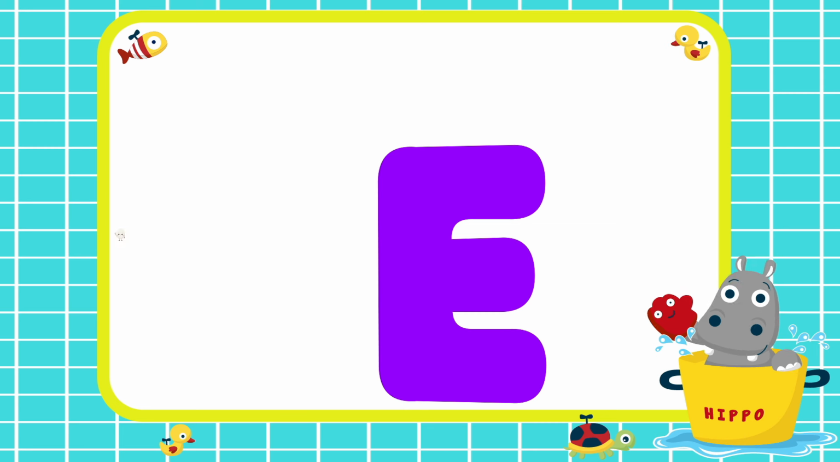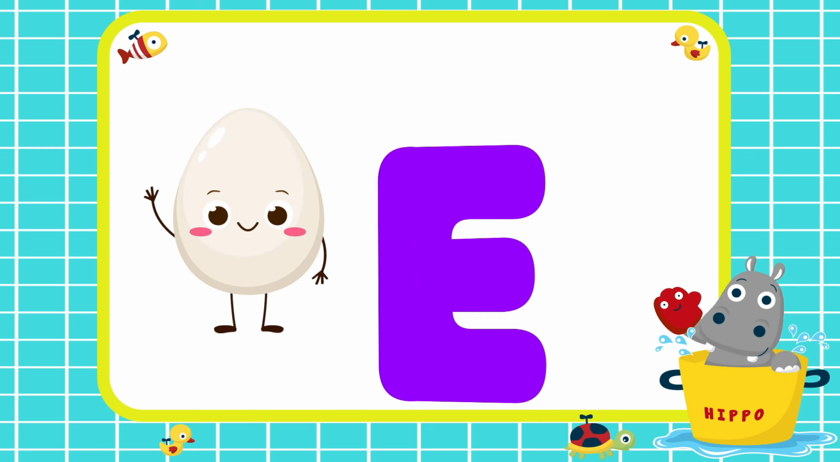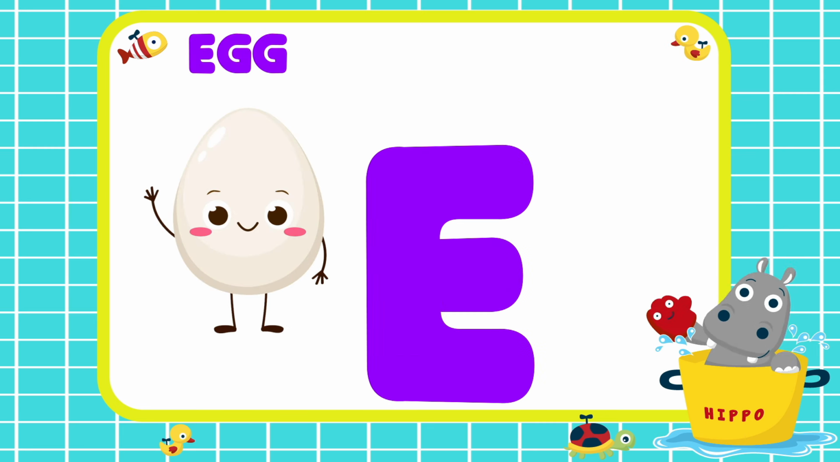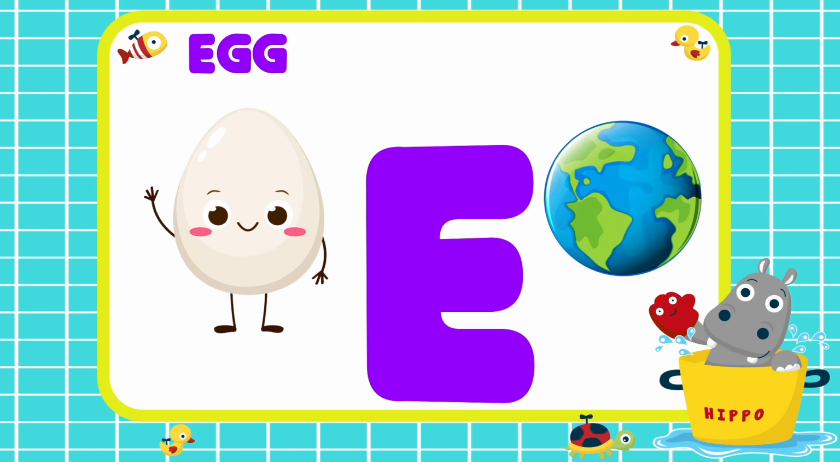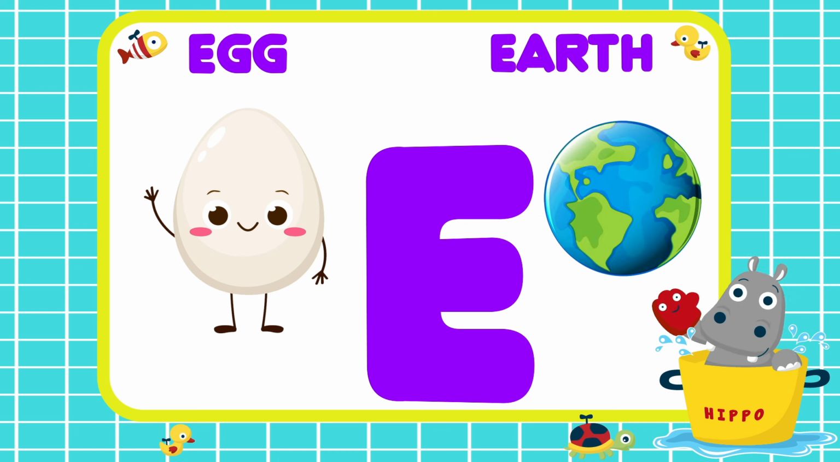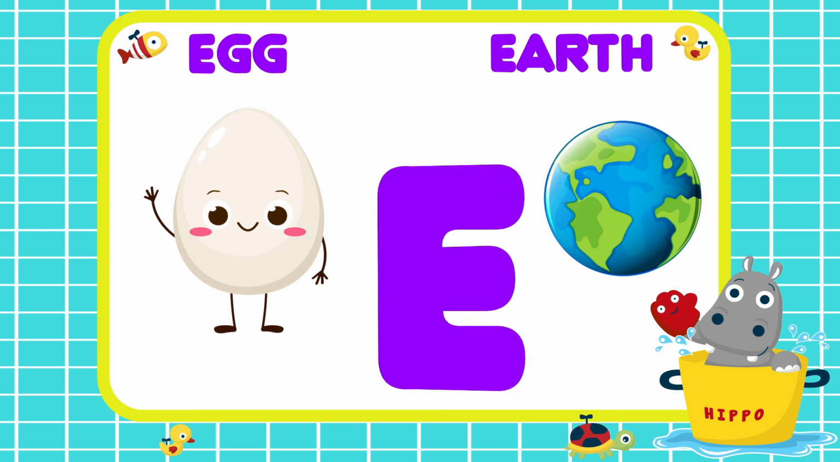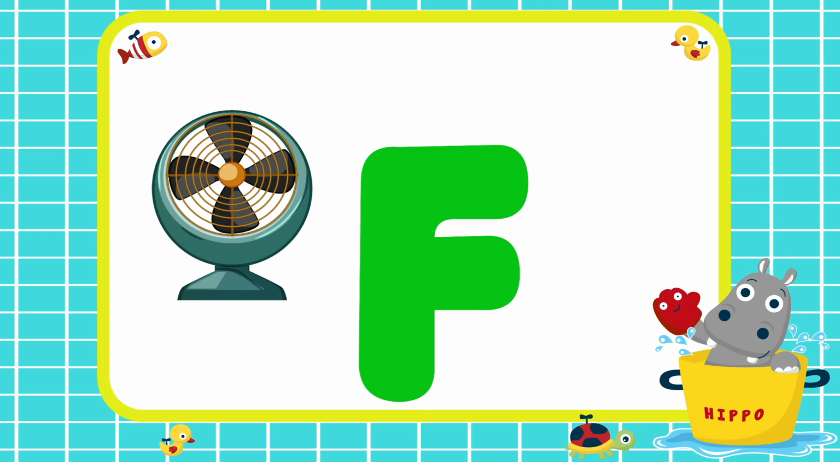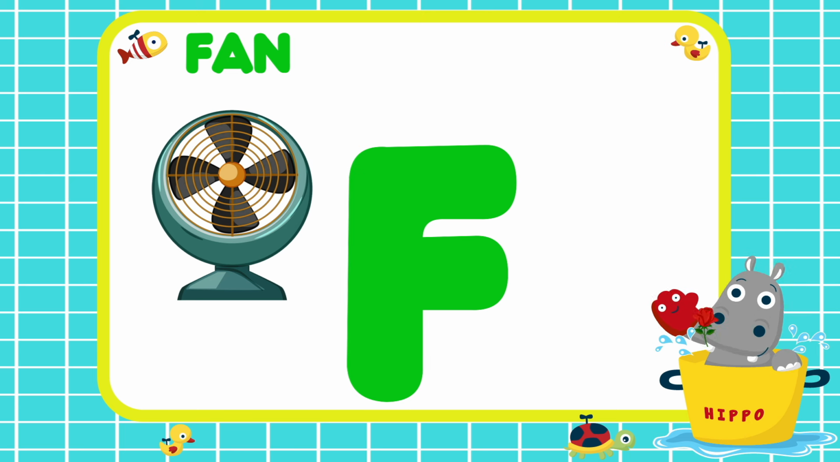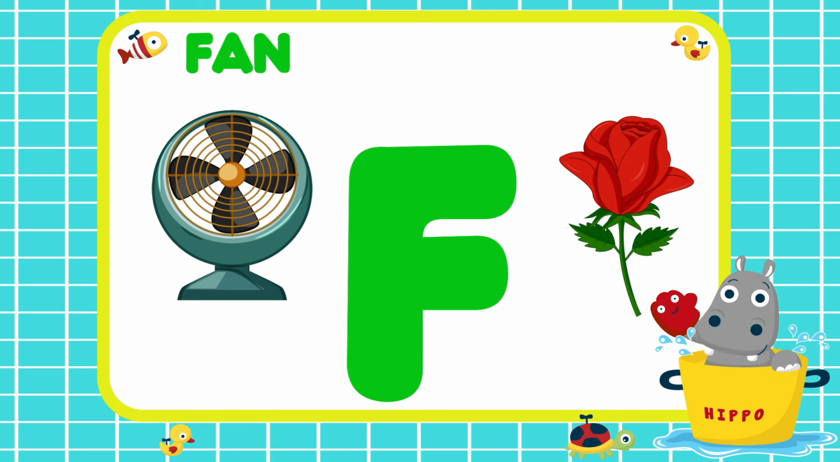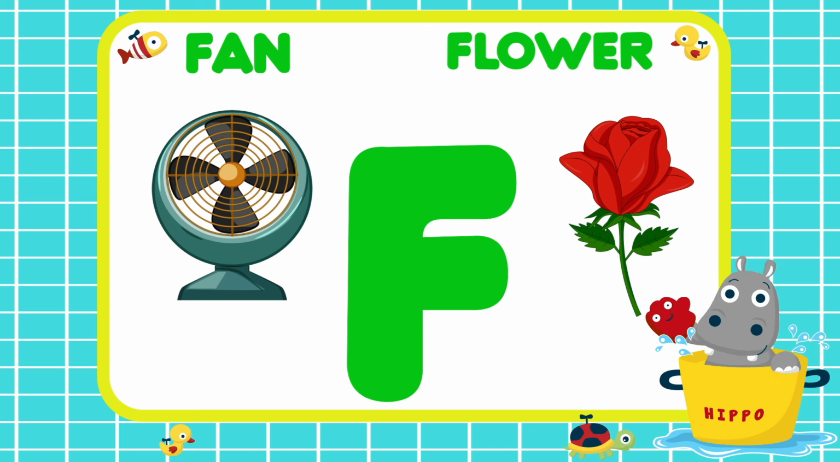E is for eggs, e-e-eggs. E is for earth. E is for e-e-e-e-eggs. E is for e-e-e-e-earth. F is for fan, f-f-fan. F is for flower, f-f-flower. F is for f-f-f-f-fan.